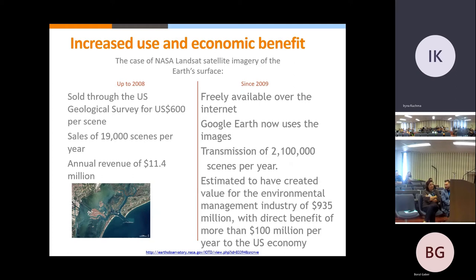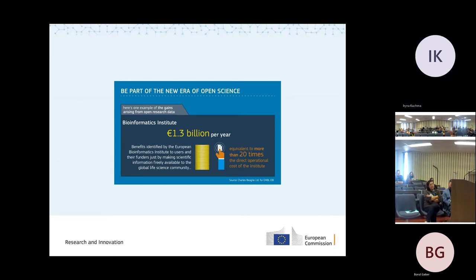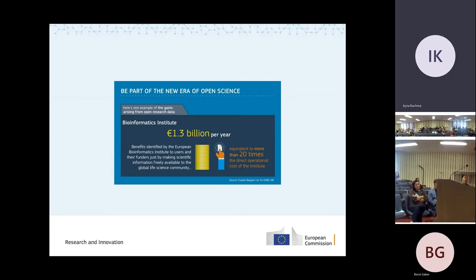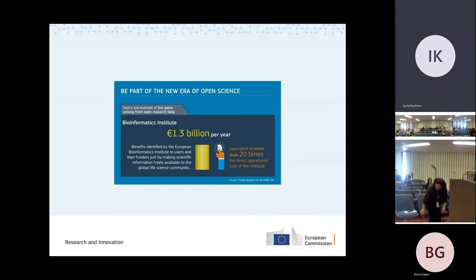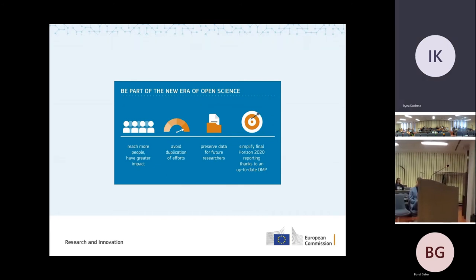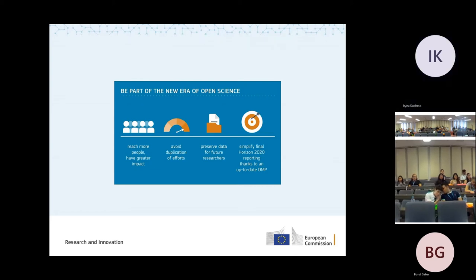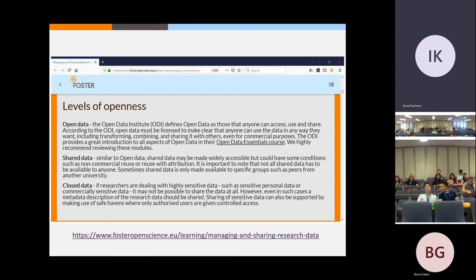So you can see a slide from the US about NASA Landsat satellite images. And there were similar studies in Europe for the European Bioinformatics Institute. So really this open data sharing brings back to the economy a lot. And data which is shared really reaches more people and has greater impact, and it helps to avoid duplication of efforts and helps to preserve data for future generations.